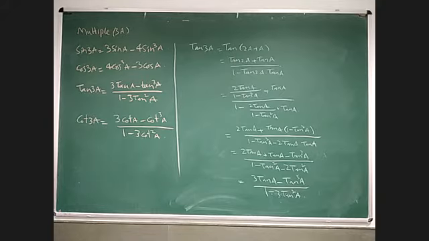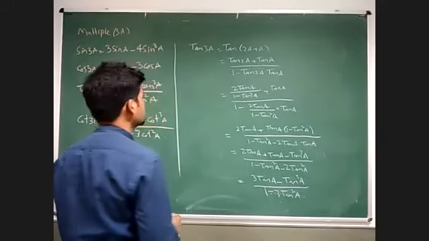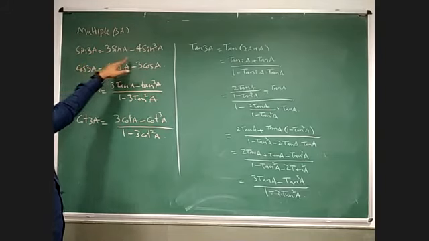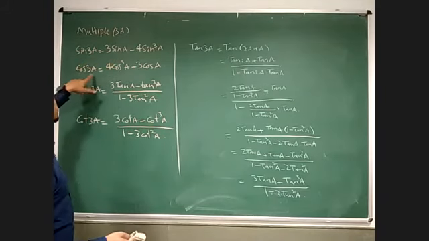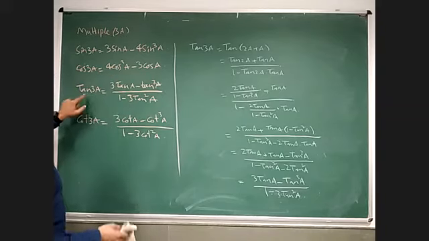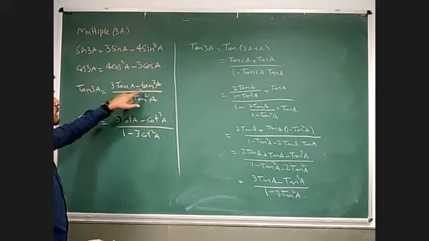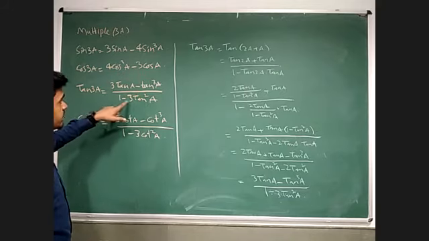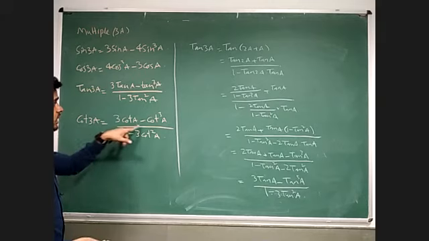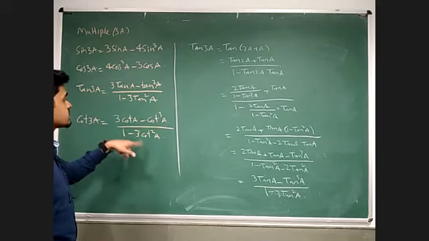Now after this, we have learned that sin 3A is equal to 3 sin A minus 4 sin cube A, cos 3A is equal to 4 cos cube A minus 3 cos A, tan 3A is equal to 3 tan A minus tan cube A by 1 minus 3 tan square A, and cot 3A is equal to 3 cot A minus cot cube A by 1 minus 3 cot square A.